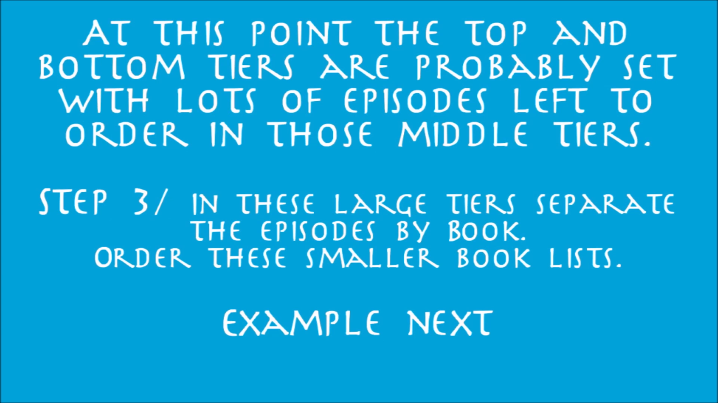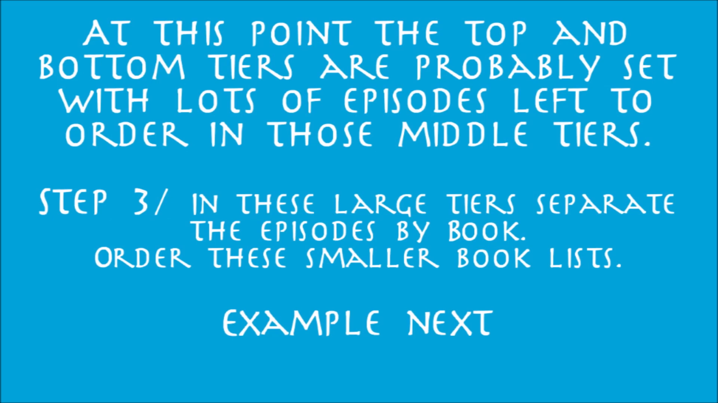So as it says here, at this point, you probably have the top and bottom of your list sorted. You've probably done those tiers and they worked out fine, but you have lots left in the middle. So step 3 is, in these large tiers, separate the episodes by book, which is basically taking those 20 episodes that you have in the good tier and separating that tier into 4 different lists based on what book they're from. I have a little bit of an example here.